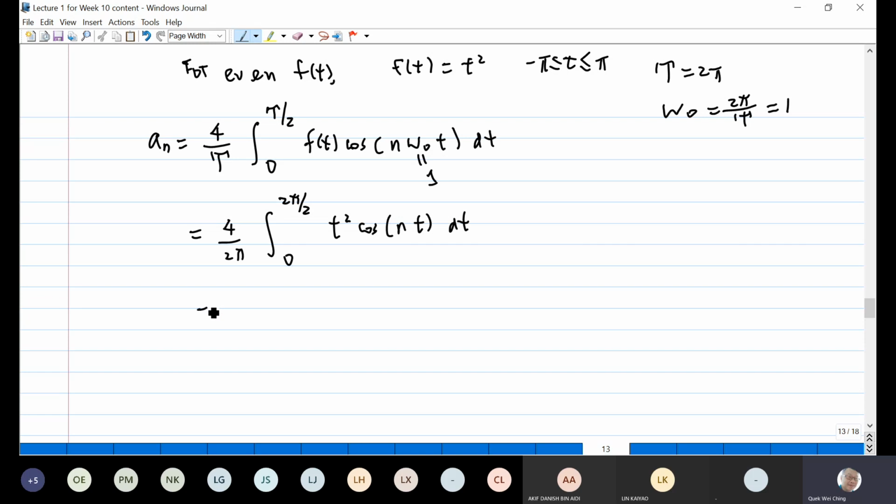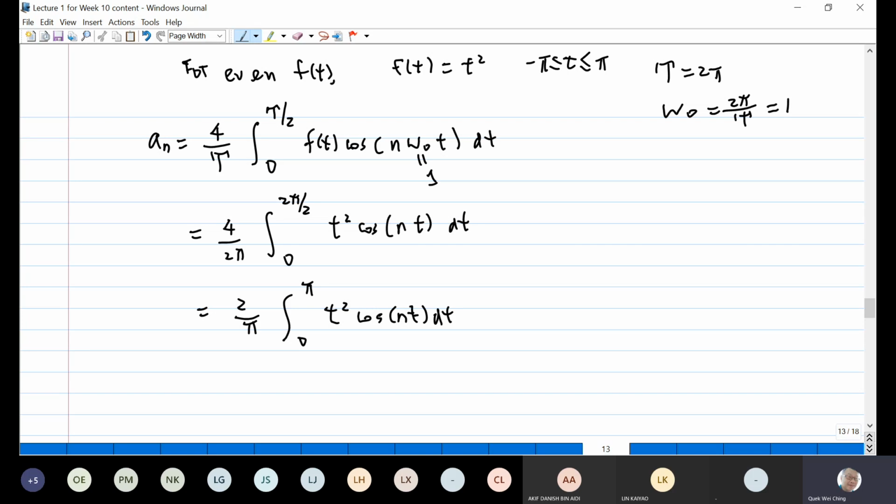So integrate this one. It is 2 over pi now, integrate from 0 to pi, t squared cosine nt dt. This is your a_n, which depends on n. There will be a lot of n inside there. So how do you integrate this one?